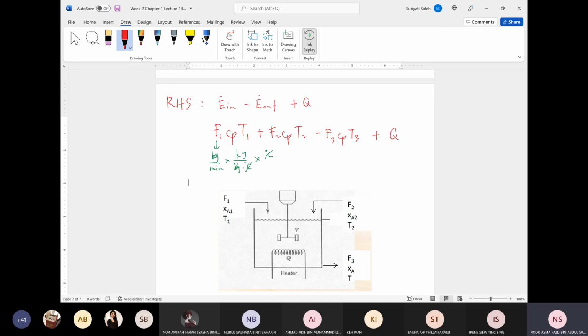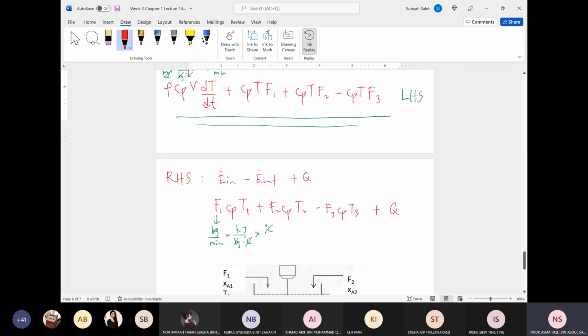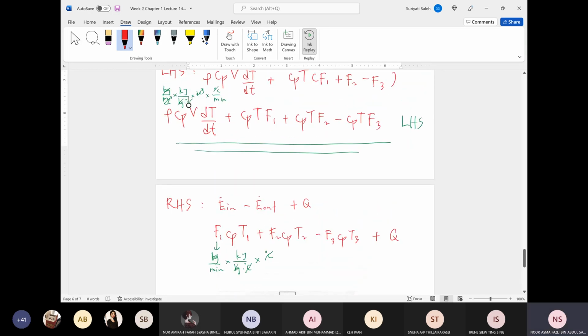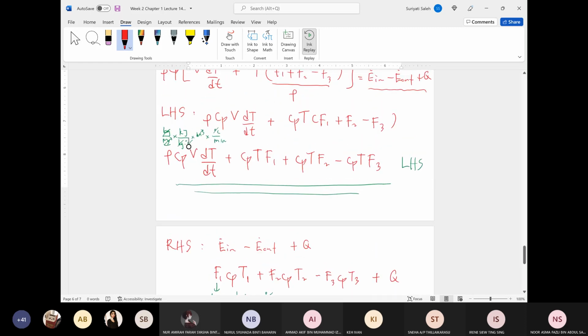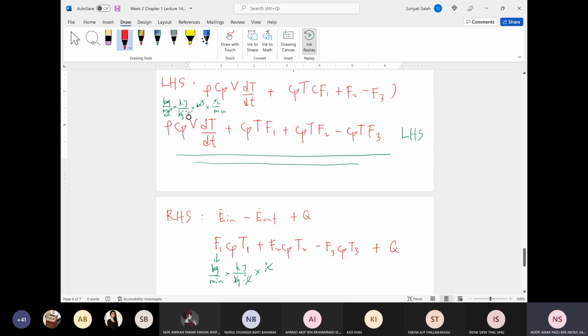So the next step is to combine it all. We have the left hand side, and then we want to combine it with the right hand side. So this is the left, this is the right hand side. Any questions so far?